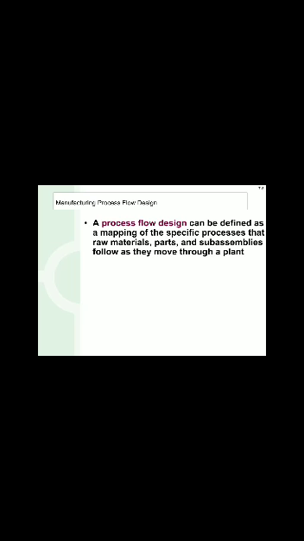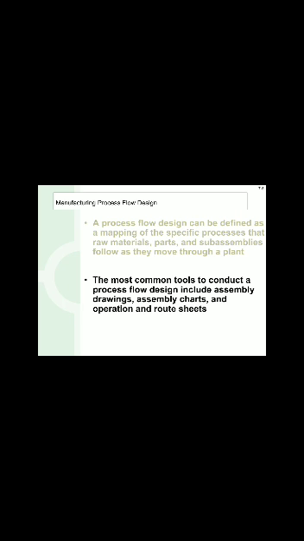Now, manufacturing process flow design. A process flow design can be defined as a mapping of the specific processes that raw materials, parts, and subassemblies follow as they move through a plant. The most common tools to conduct a process flow design include assembly drawing, assembly chart, and operation and route sheets.